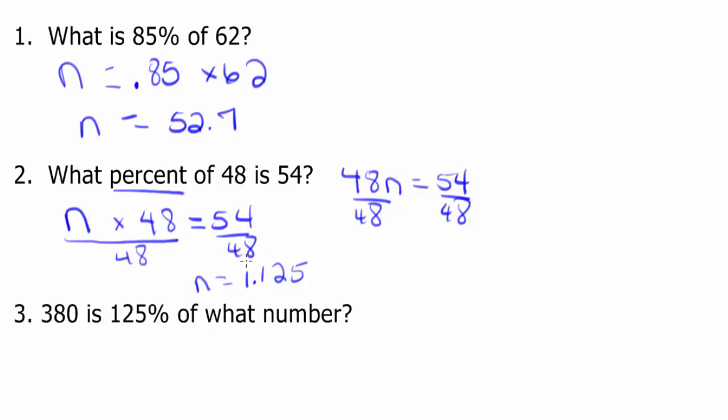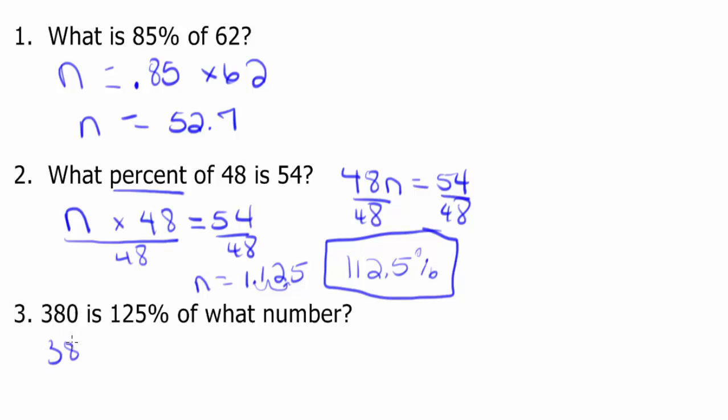Okay, but we're looking for the percent. When you look at this, it says what percent of 48 is 54. So your percent should be over 100, because it's saying that 48 is actually the whole. So then we move our decimal over 2 places. It's 112.5%. So you have to know what you're being asked. So slow down and do it correctly. Okay, you have to write the equation and then solve it.